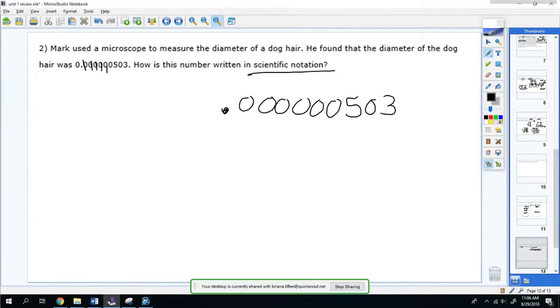So we're going to take our decimal and move it 1, 2, 3, 4, 5, 6, 7. So we're going to stop it there. Our answer will be 5.03 times 10 to the negative 7. The reason why it's negative is because you just converted a decimal to scientific notation.